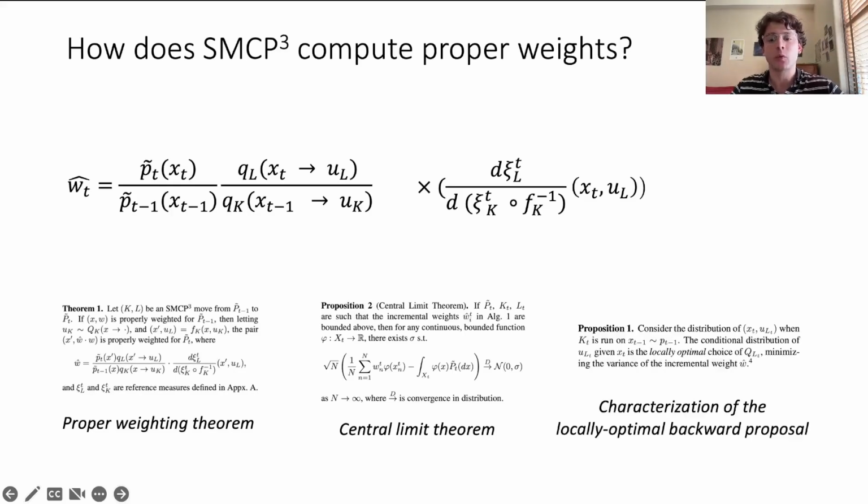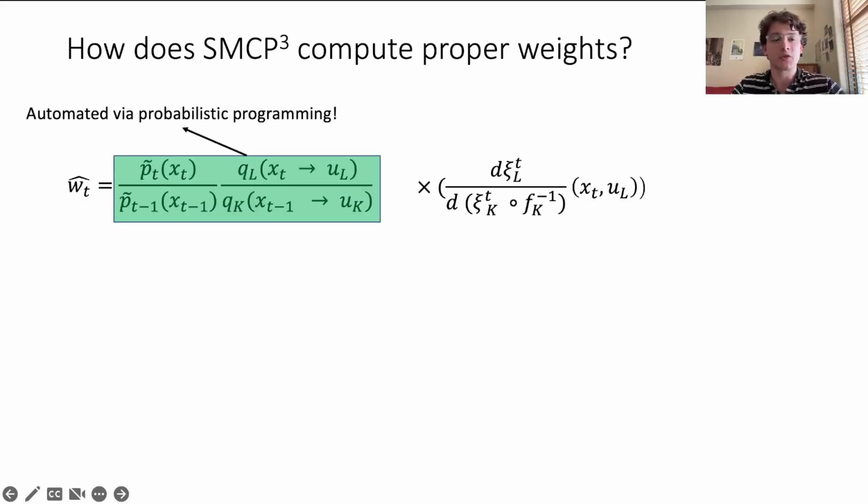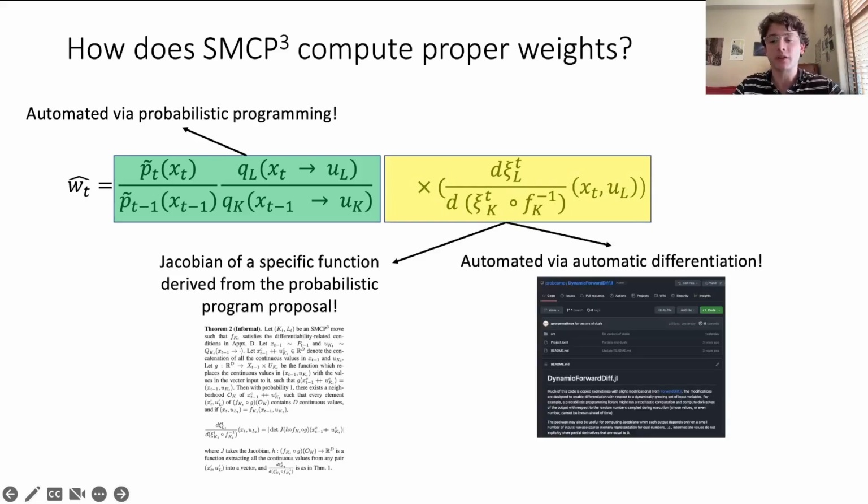And we also prove what the optimal backward proposal is. It is one which inverts the forward proposal in a certain precise technical sense. Now, how do we automate this expression, the computation of this weight? The short version is that most of these terms can be automatically computed using standard probabilistic programming operations, and the other term is a change of measures term, which boils down to the Jacobian of a specific function, which can be computed using a new algorithm we've developed for sparsity-aware forward-mode automatic differentiation.